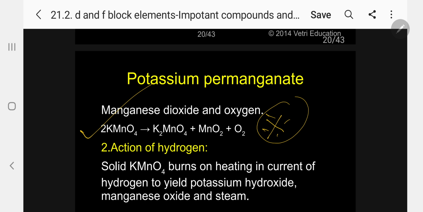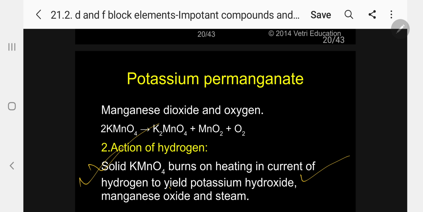Next one, action of hydrogen, a non-metal. Solid potassium permanganate burns on heating in a current of hydrogen to yield potassium hydroxide, manganese oxide and steam.